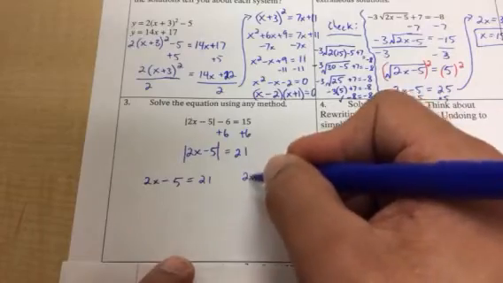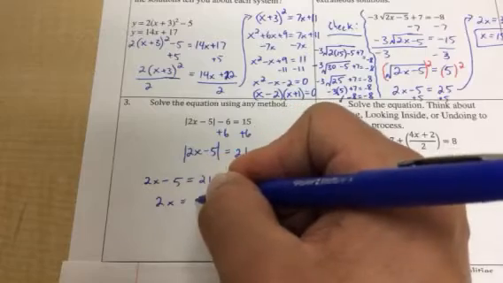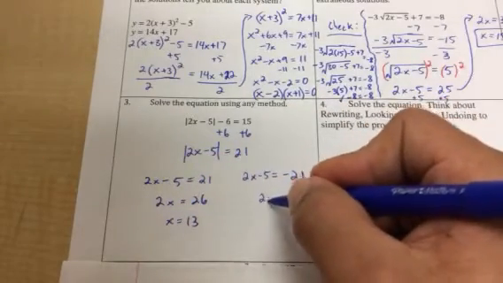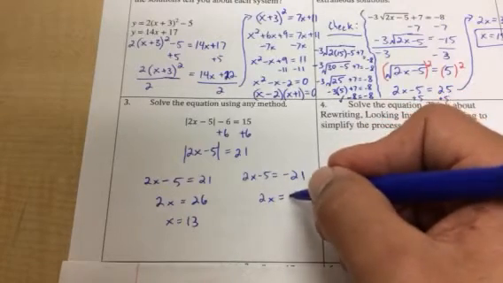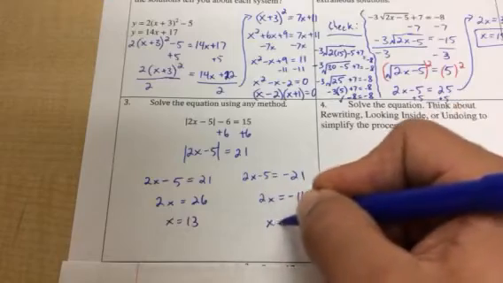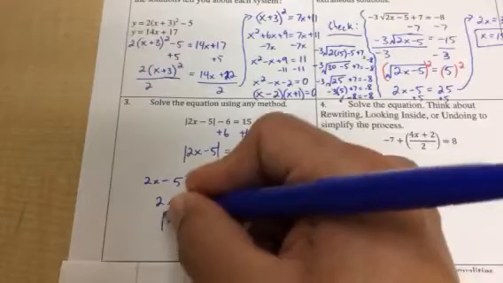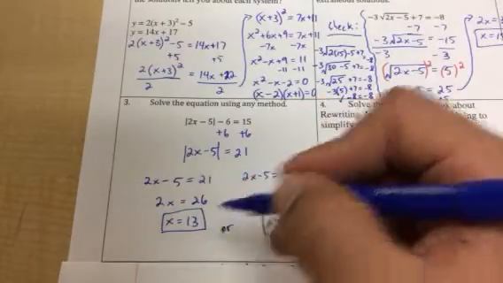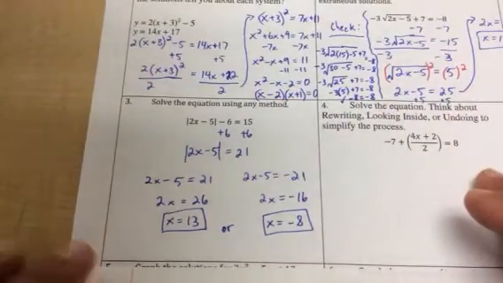So now notice that I don't have to write my absolute value anymore. And solve each one. This is going to be 26, so x equals 13. This one's going to be negative 16. So x equals negative 8. So x equals 13 or x equals negative 8. So plugging in either this one or this one into the equation will make it work. So those are your solutions for number 3. Let's go on to number 4.